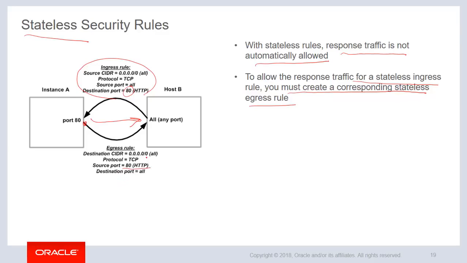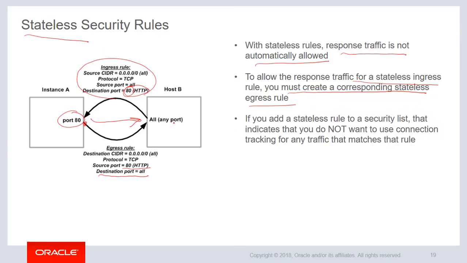So this becomes my source. Earlier this was my destination, and my destination port is all. It can go anywhere on the web. So you could choose to make a rule stateful or stateless, but when you choose stateless, you are indicating that you do not want to use connection tracking for any traffic that matches that rule.